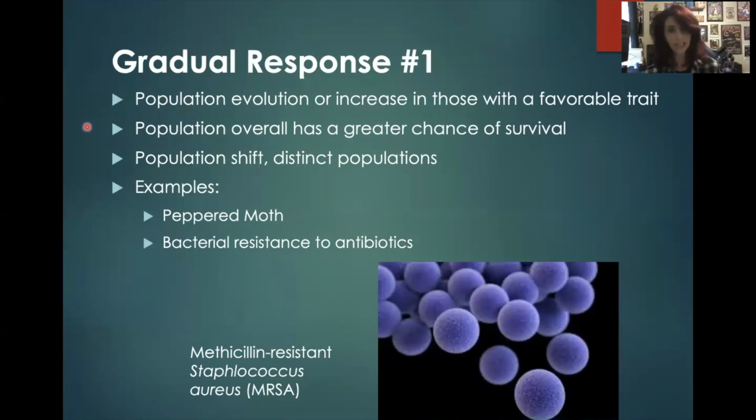Response number one, gradual population shift. So population evolution, or the increase in those with a favorable trait, is the first route for adaptation to environmental change. Population overall is going to have a greater chance of survival if it's able to shift in one direction. This population shift is going to form distinct populations, those that may look different from each other, they may behave in different ways. Some examples of this include the peppered moth, which we'll talk about on the next slide, but also bacterial resistance to antibiotics.